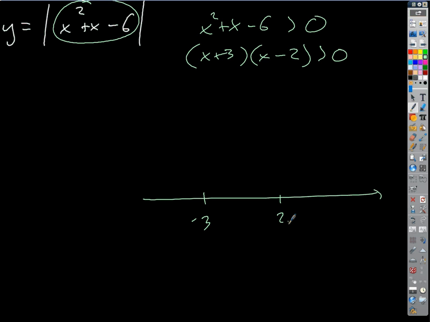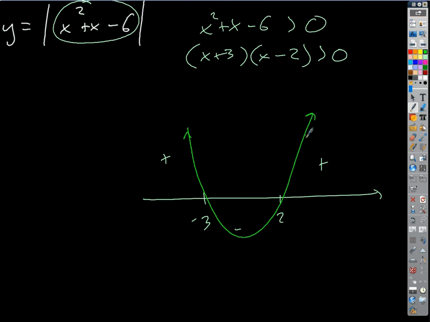Plug in test values. Like if I plug in 0, what do I get? Negative, don't I? Right? So the function is gonna be negative at 0, so it's negative on that interval. If I plug in something like 10, I'm gonna get positive times positive, right? So it's gonna be positive there. And if I plug in negative 10, I'm gonna get negative times negative, which is positive. So we would know that the function is doing something like that, right? Okay? Does that make sense?